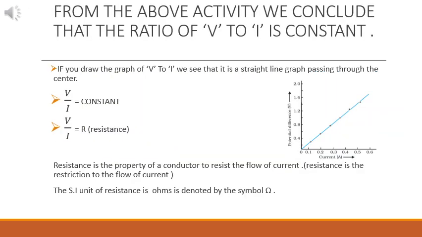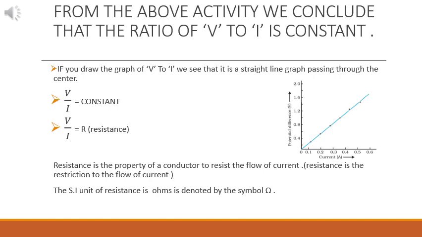I hope that you all have seen the activity. From the above activity, we can conclude that the ratio of V to I is constant. You must have seen that if you connect different batteries, first one battery, then second battery, and then third battery, and you measure the voltage and current across the two conductors, you will find that the ratio V upon I is equal to constant.